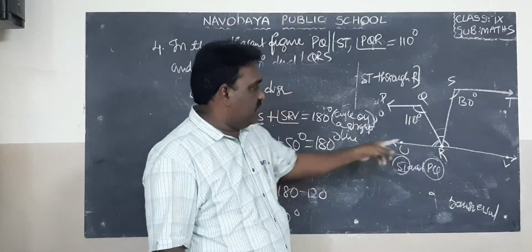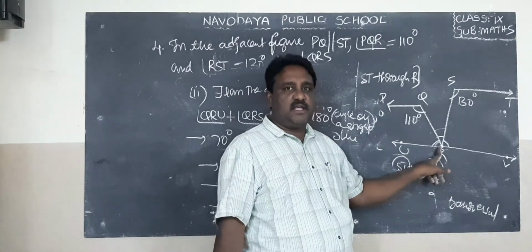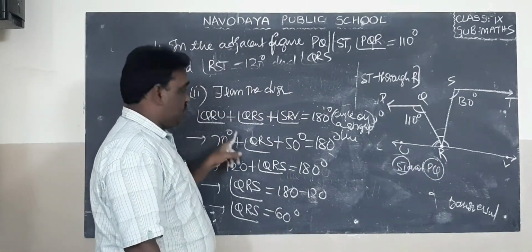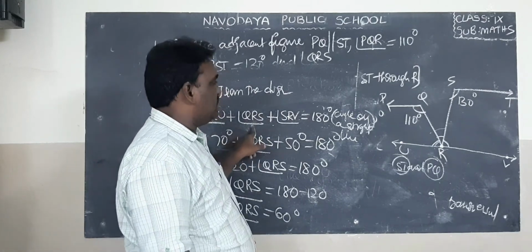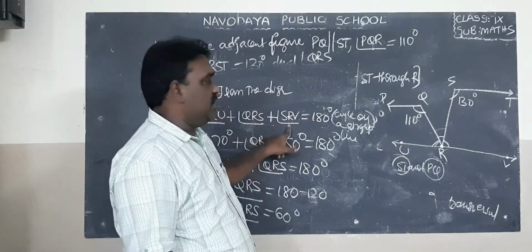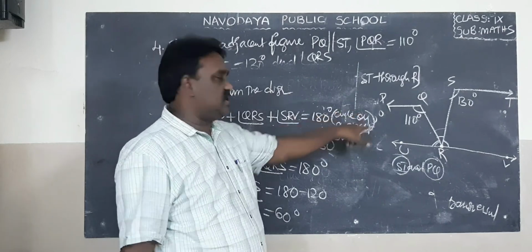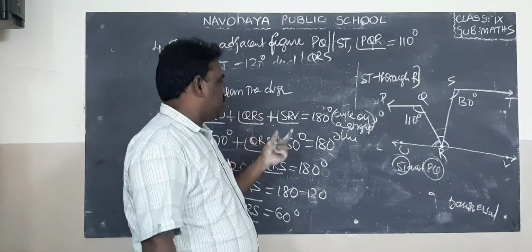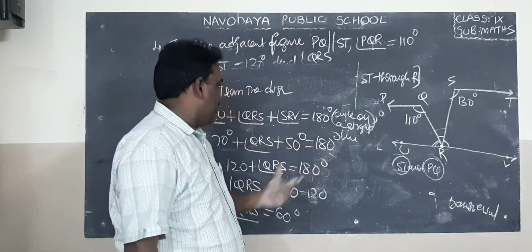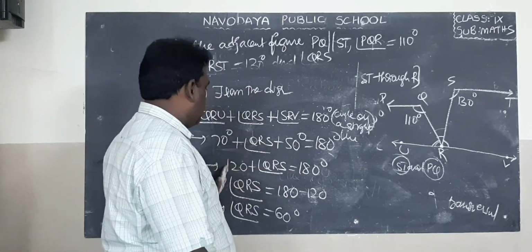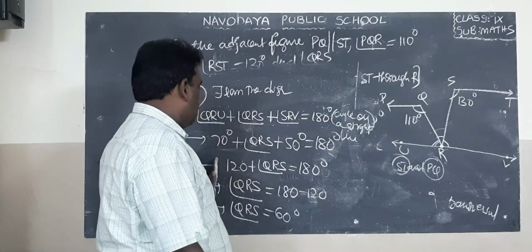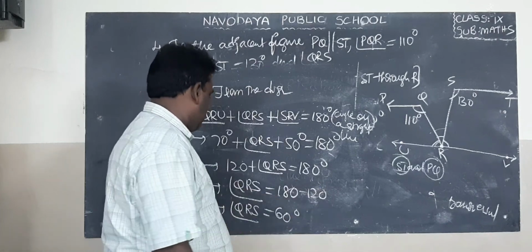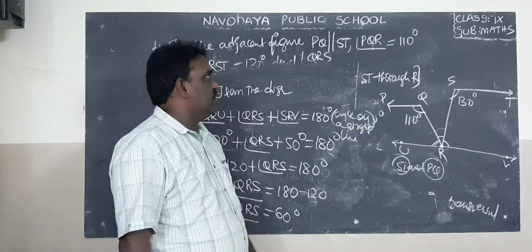Now see the diagram. At R, three angles are there. First one, angle QRU. Second one, angle QRS. Third one, angle SRV. Total 180, angle on a straight line. First one 70, middle one we need to find out, next one 50, equal to 180. 70 plus 50 is 120. 120 is moving to the right side. Angle QRS equals 180 minus 120. Angle QRS equals 60.